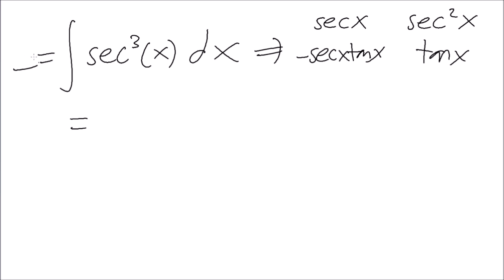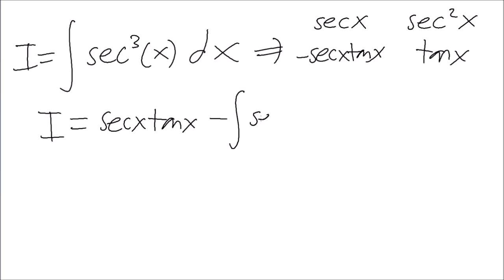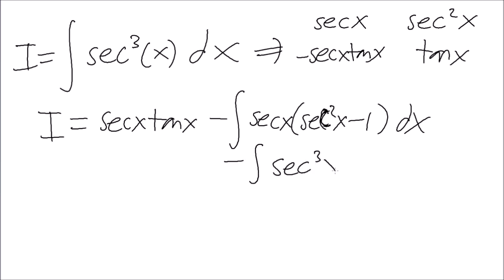So now we have this integral I, and we have secant x tangent x minus secant x tangent square. Now this tangent square becomes secant square of x minus 1 dx, and that's where the recursion comes from. So it's secant square minus 1. So now this becomes the integral of secant cube of x minus secant x dx. That's where all this comes from.